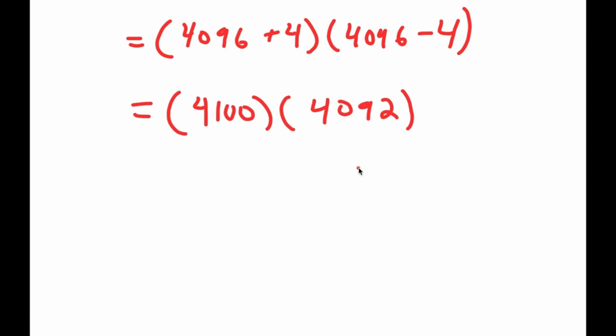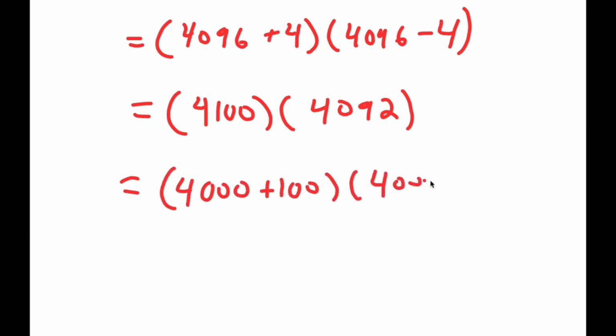And now we have to find a way to solve this without a calculator, because, well, the first method everyone would think of is just doing it normally, right? But this is wrong because it's going to take way too long and we need a more efficient method. So how are we going to multiply these two quickly? Well, what we can do is rewrite 4100 as 4000 plus 100, and we write 4092 as 4000 plus 92.